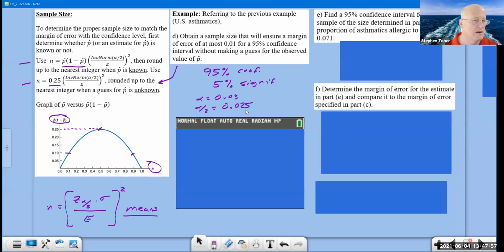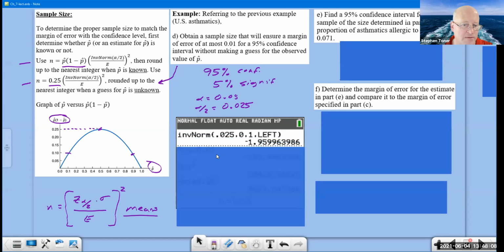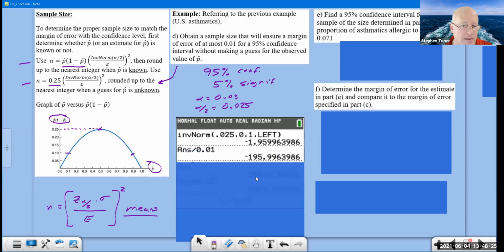Now it's time to come over here and use this formula, and I begin inside the parentheses. I begin with the inverse norm of alpha over 2. So inverse norm of alpha over 2. Notice it's the standard normal, and I use 0 and 1, and left is by default here. After that, I'm going to divide by E. Well, my error is at most 0.01, so I divide that by 0.01. That completed the fraction inside the parentheses.